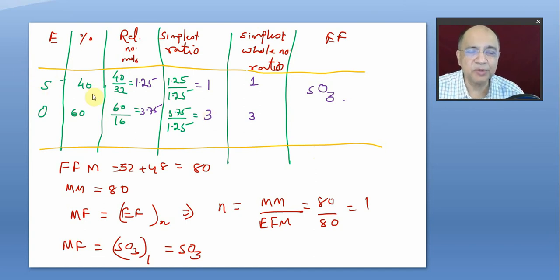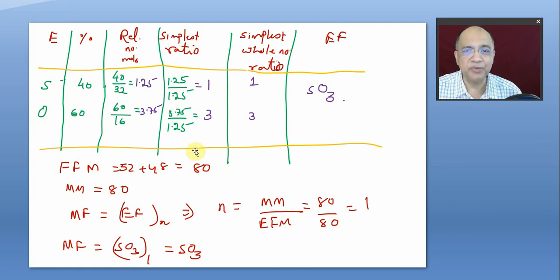Now sulfur is 40%, oxygen is 60% by mass. So divide by the corresponding atomic mass. That will give you the number of moles in 100 grams of the compound. So sulfur is present in 1.25 moles and oxygen is 3.75. So we have to make the simplest ratio. The minimum is 1.25, so divide each of them by 1.25. So this becomes 1 and this becomes, fortunately, 3.